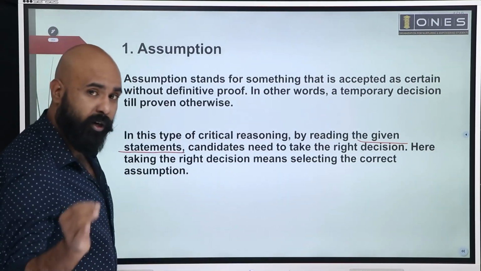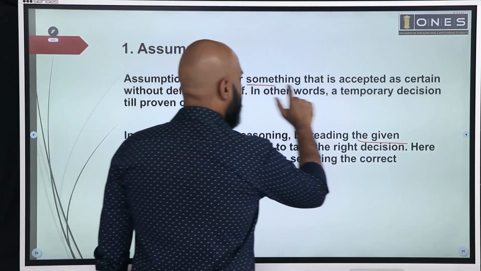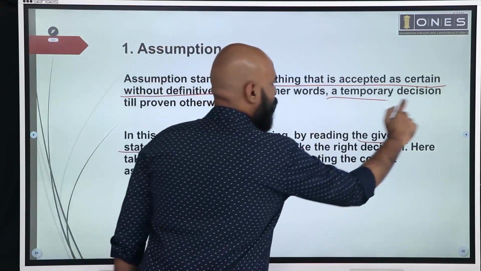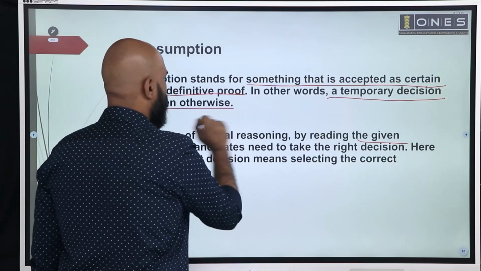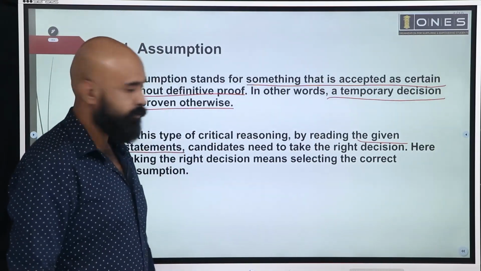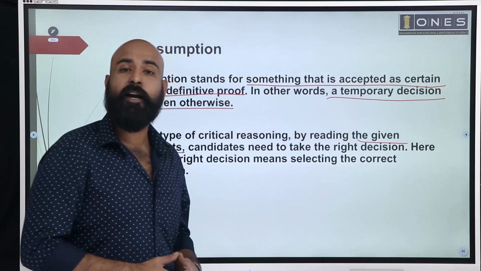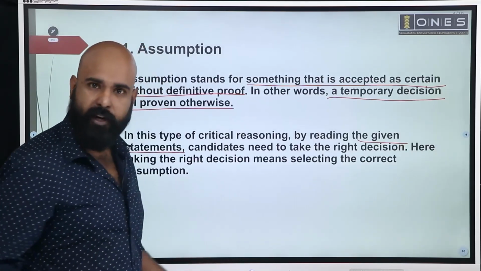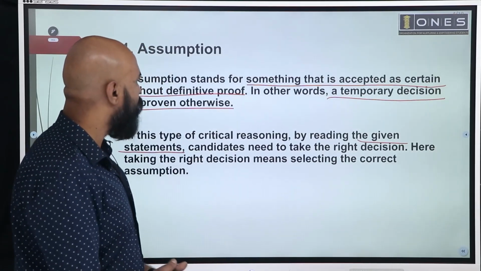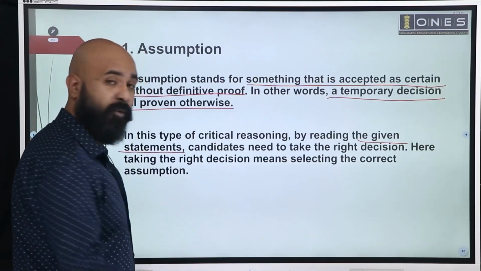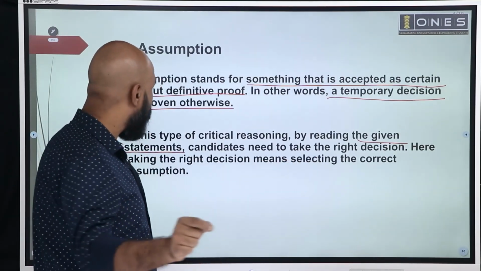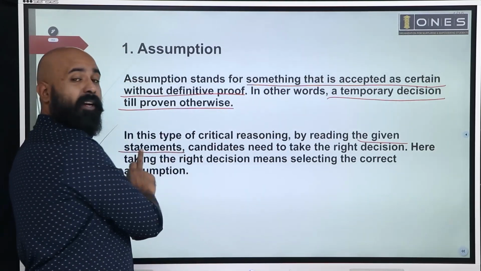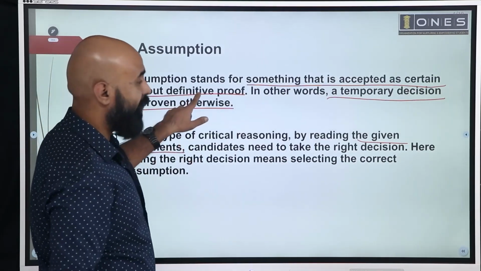Here, taking the right decision means selecting the correct assumption. Let's look at the core aspects. Something that is accepted as certain without definitive proof. A temporary decision till proven otherwise. These are the main elements. In other words, data regarding a particular situation will be presented to you in the form of a passage, statements, or even a dialogue between 2 people. What you have to do is choose the right assumption, as in what is accepted by the situation based on the given statements and without definitive proof.